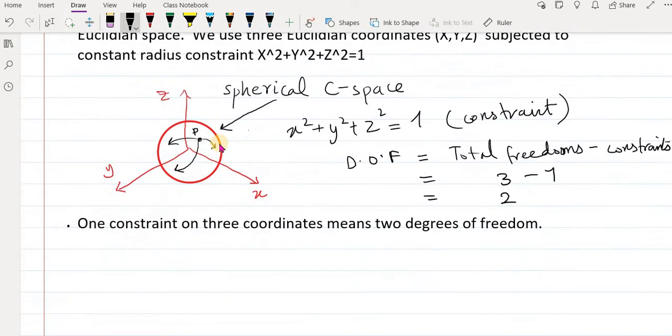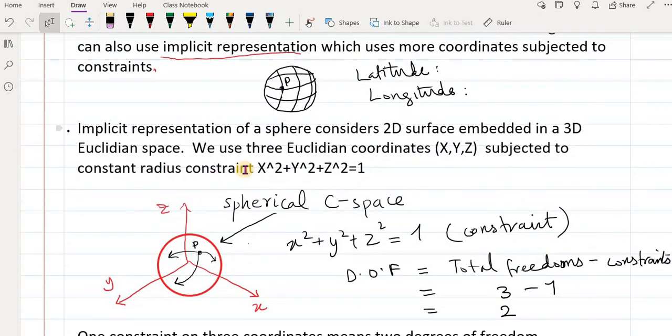So this is how we represent our configuration spaces. And notice here, I would like to repeat that the shape of the C space is independent of the coordinates you choose. It means that the topology of this spherical C space is independent of its representation. The same spherical C space can be represented by 2 coordinates, or by 3 coordinates. It depends upon which method you use for representation.